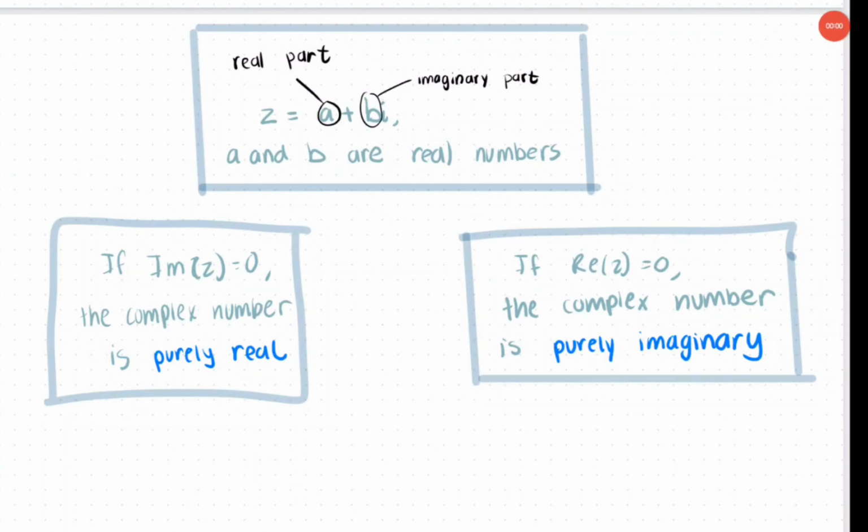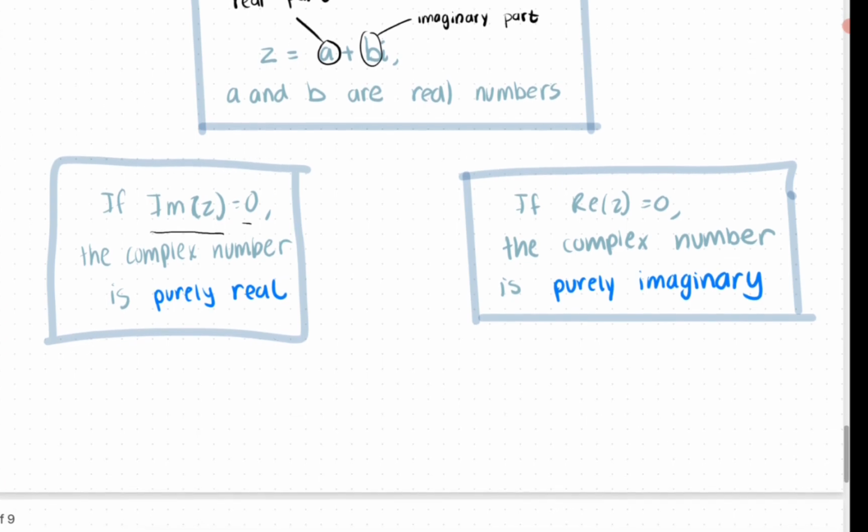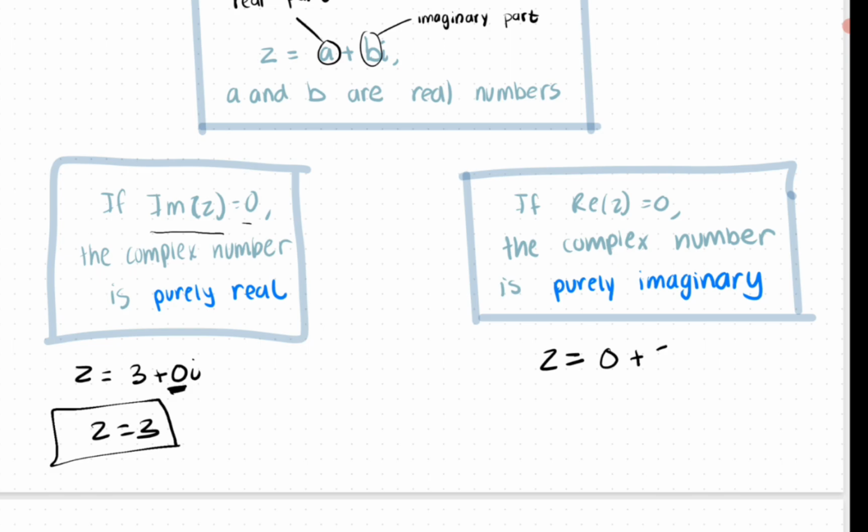In addition, if the imaginary part of a complex number is 0, then the complex number is purely real. An example of this would be z is equal to 3 plus 0i, which we saw earlier. We know that the imaginary part of z is equal to 0, so this complex number is purely real, because it has no imaginary part. The opposite is also true. If the real part of a complex number is 0, then the complex number is purely imaginary. So that's z is equal to 0 plus 7i. The real part is 0, so all we have is the imaginary part. z is equal to 7i. So this is purely real and this is purely imaginary. Nothing too revolutionary, I guess.